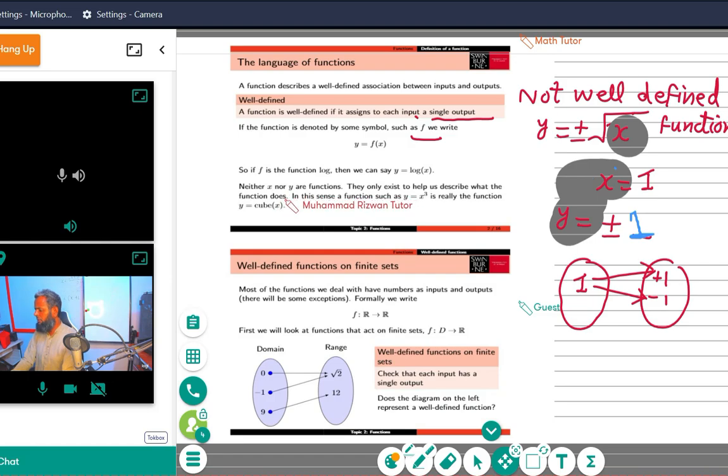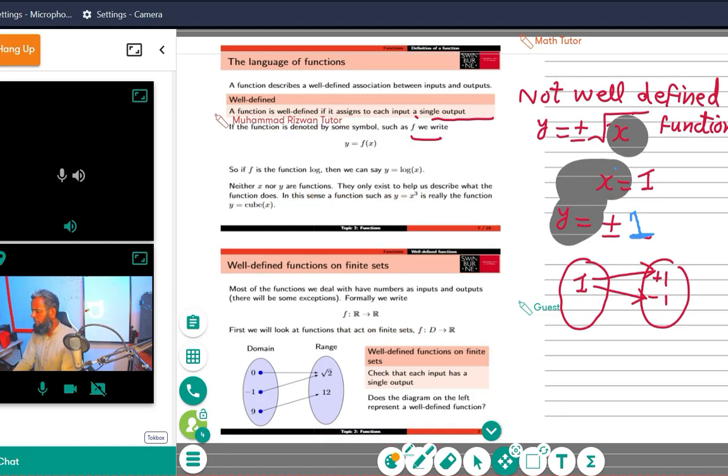You should remember the definition. For a well defined function, there will be a single output. If there will be more than one output, this is not a function. Are you understanding? Function is denoted by some symbol f, and you should understand function as a function from domain to range. Here is domain, here R means range. This shows domain, and this shows range, or sometimes we say codomain. Sometimes range and sometimes codomain.